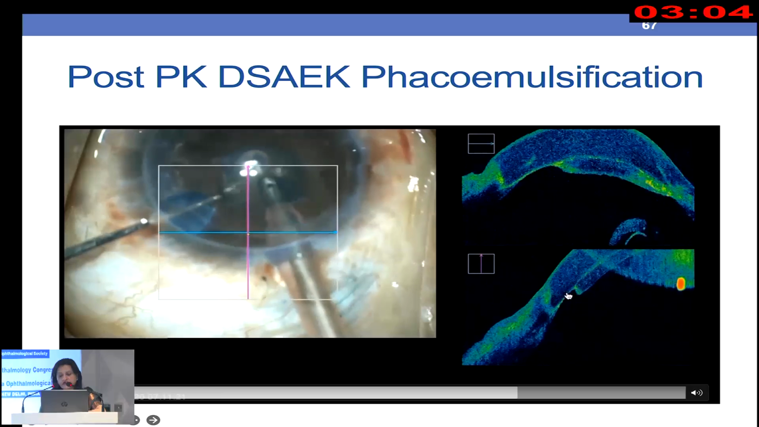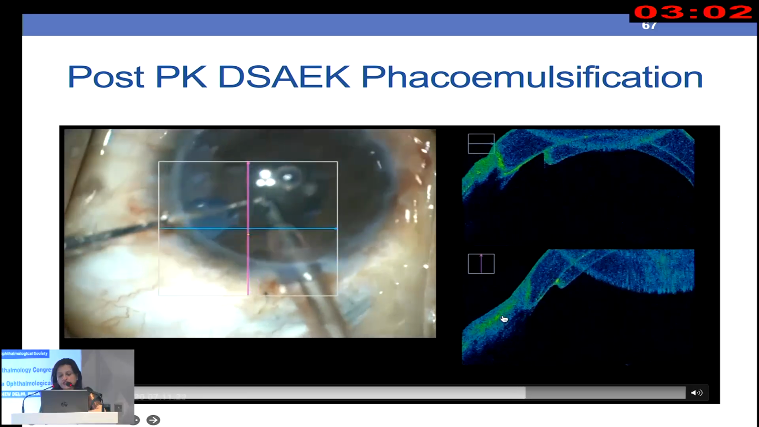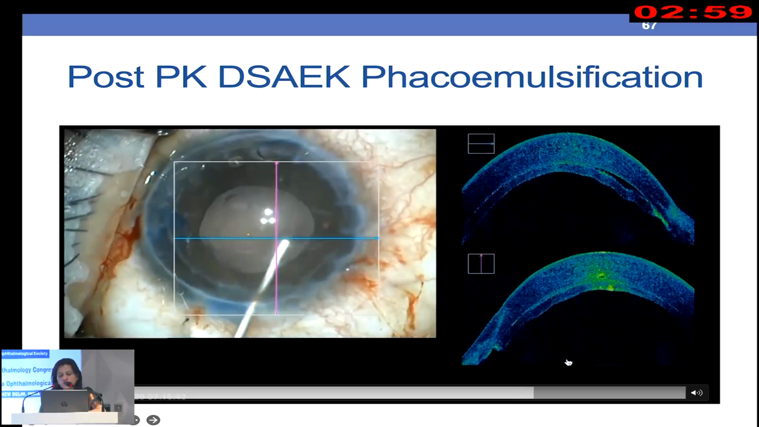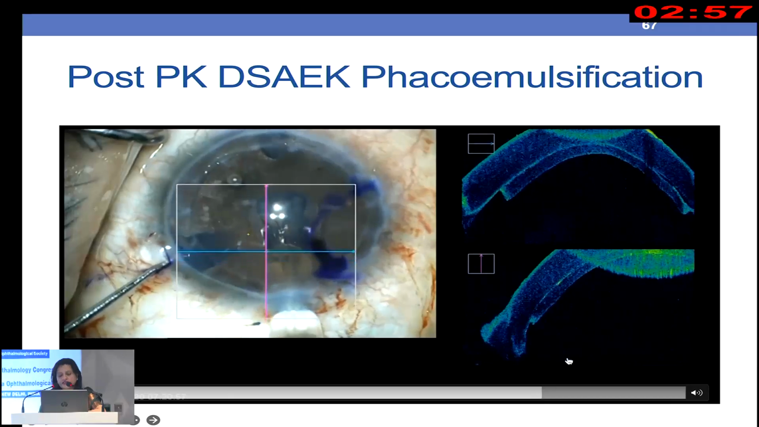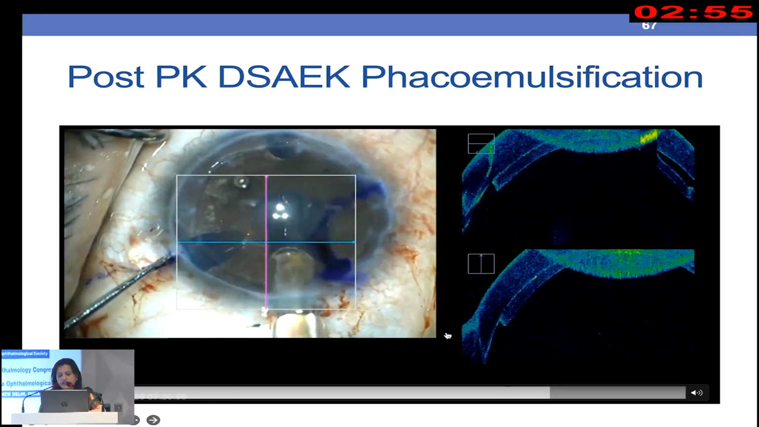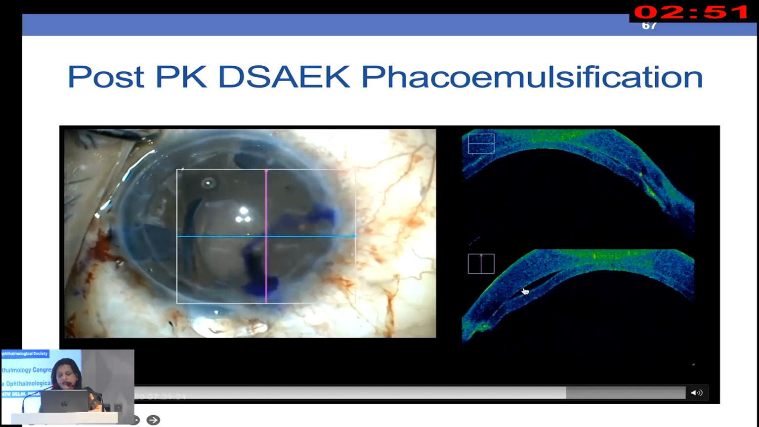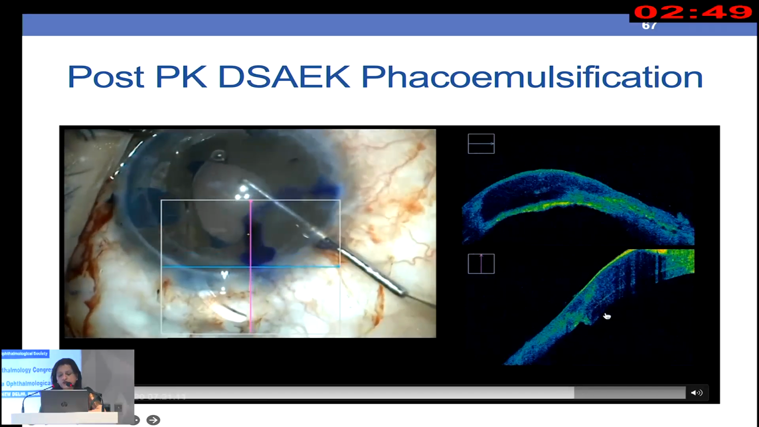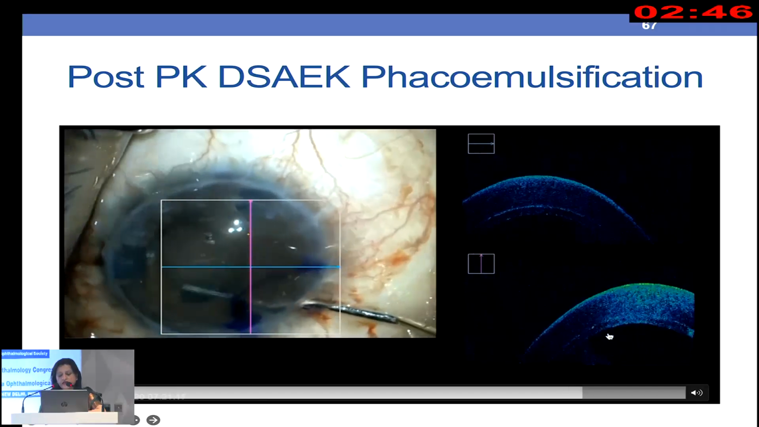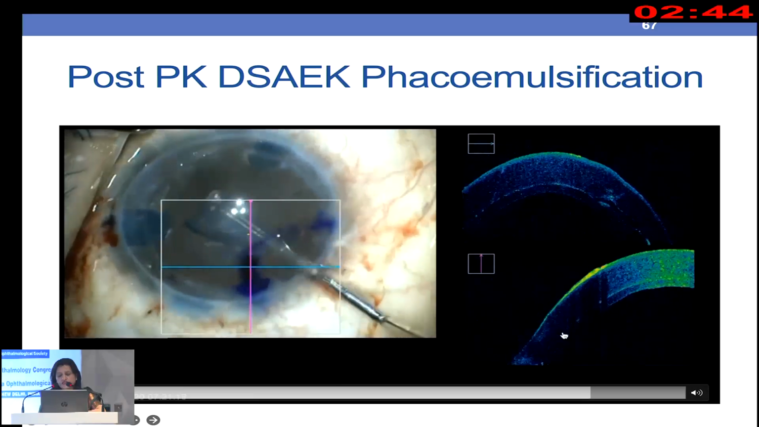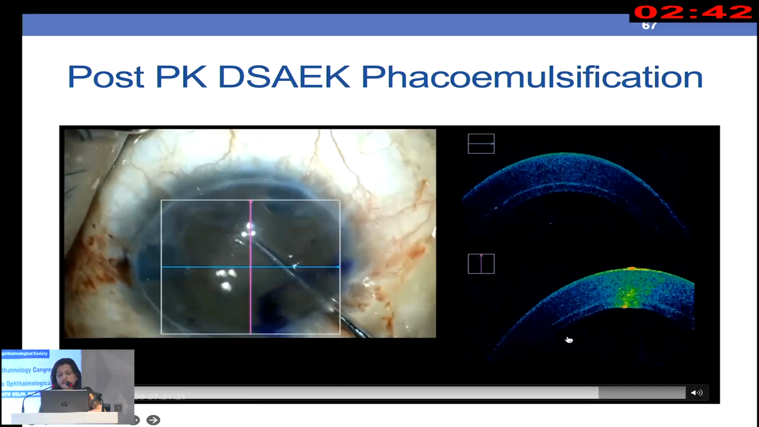Notice that the DSEC graft is pretty much attached, and this is the post-PK graft host junction. So this is a post-PK DSEC cataract in which the foldable intraocular lens implantation is being done. And again, you have to see that there's some gap as you place the intraocular lens. And if you have the intraop OCT microscope, you can see that the graft is getting a little unzipped.